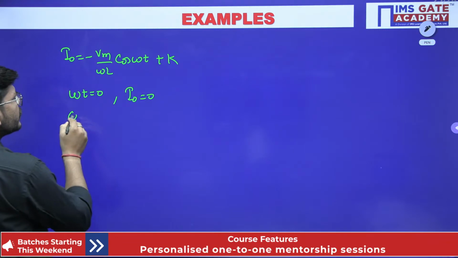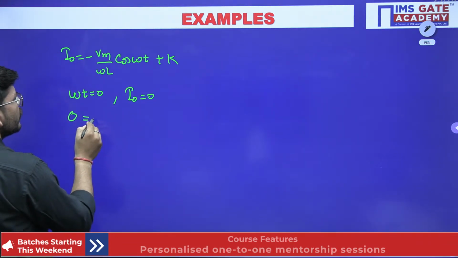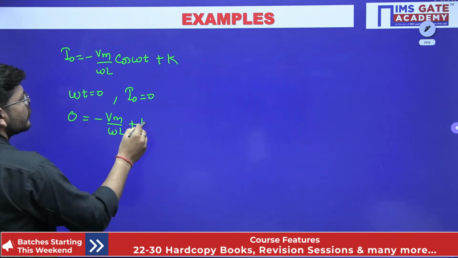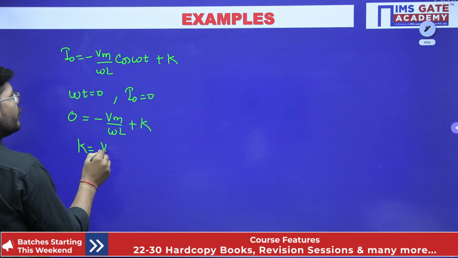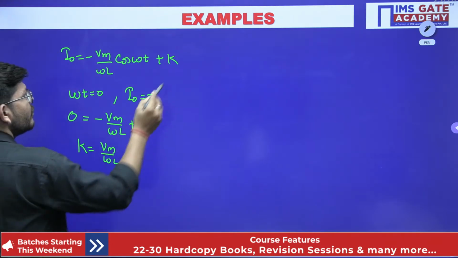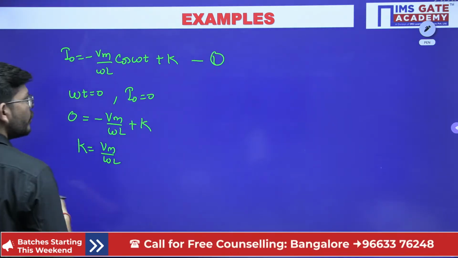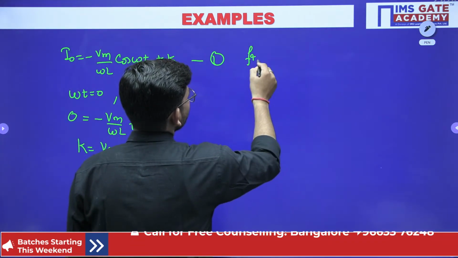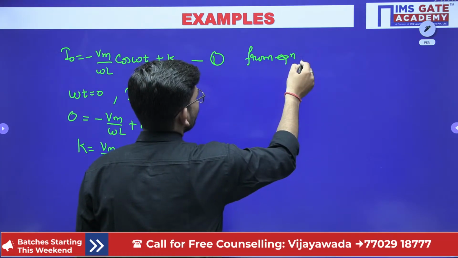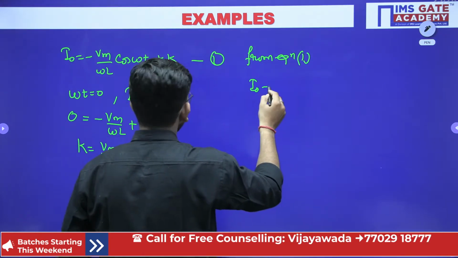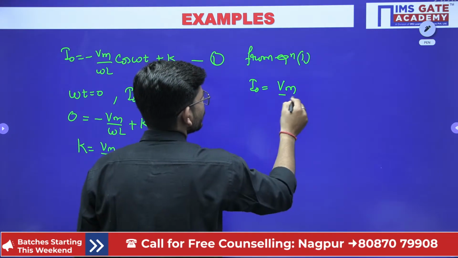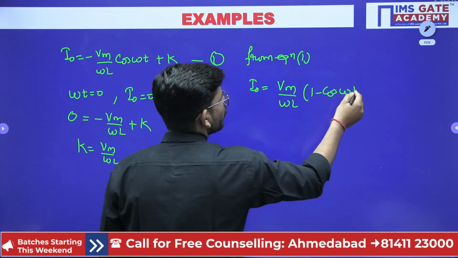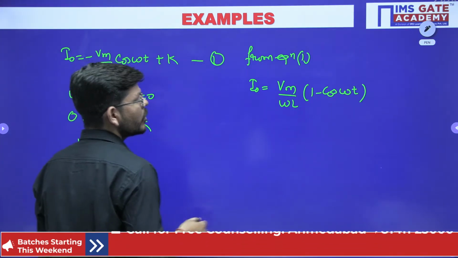So if I am putting this value here, this will be Vm by omega L cos 0 will be 1 plus k. So my k value will be Vm by omega L. Let me call this equation 1. If I put this value in equation 1, what am I going to get? The I naught expression. If I put the k value, I am going to get Vm by omega L into (1 minus cos omega t), isn't it? This is what I have obtained.